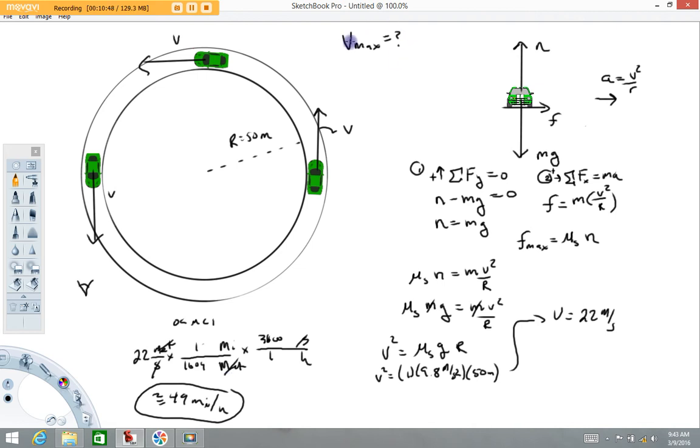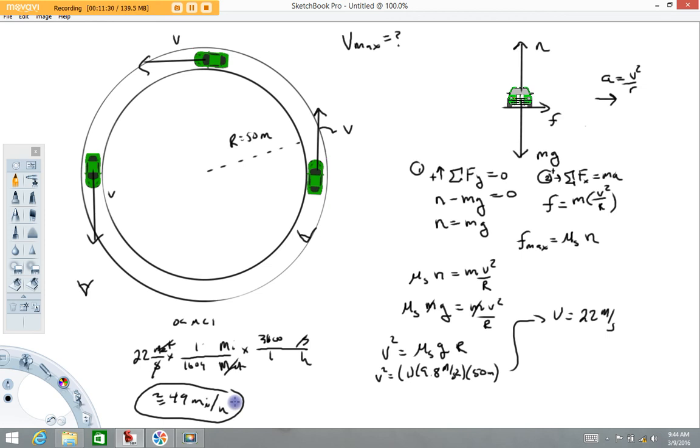The important thing for calculating Vmax is drawing the free body. Now, I could have drawn the free body at this position. If I did so, looking from behind, what would the difference be? The car would be going away. The normal would still be up, the mg still down, but the frictional force would be towards the center of curvature, so to the left. The acceleration vector towards the center of curvature is also to the left. But these equations would be identical. You'd still end up with n minus mg equals 0, and the frictional force equals mv squared over R. You'd still end up with 22 meters per second and 49 miles per hour.